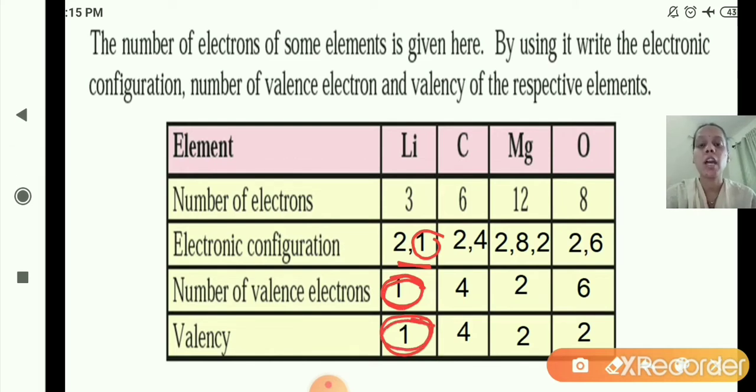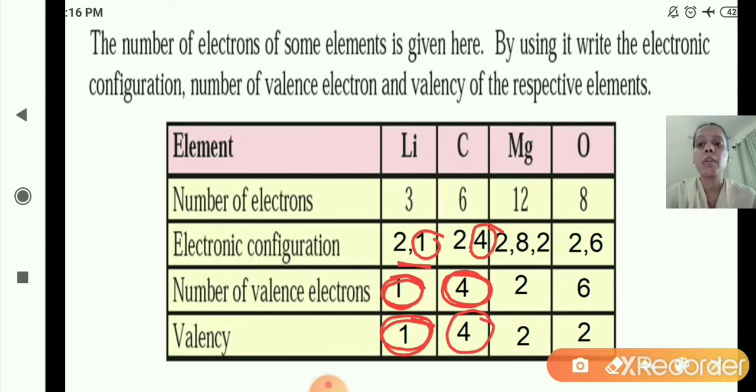Now next, carbon, total number of electrons 6. So how will you write down the electronic configuration? 2, 4. 2 in the K shell and 4 in the L shell. So the number of valence electrons means in the outermost shell how many electrons? 4. So the number of valence electrons is equal to 4. Now how will you find out valency? Valency is equal to 8 minus the number of valence electrons. So 8 minus 4 is equal to 4. So what is the valency of carbon? 4.